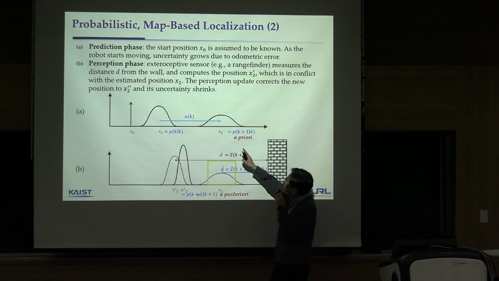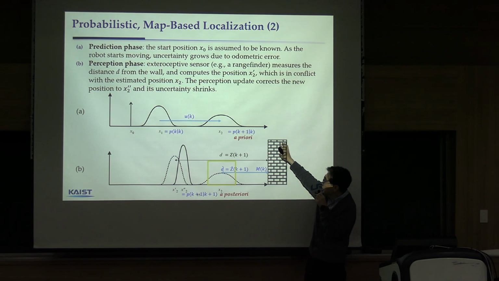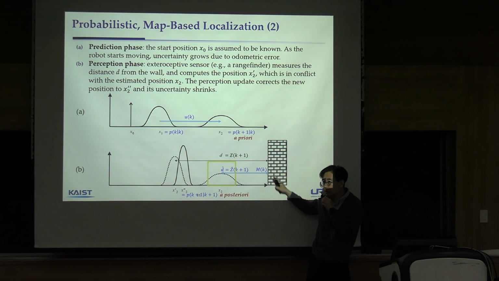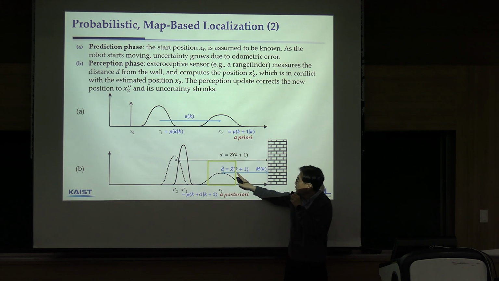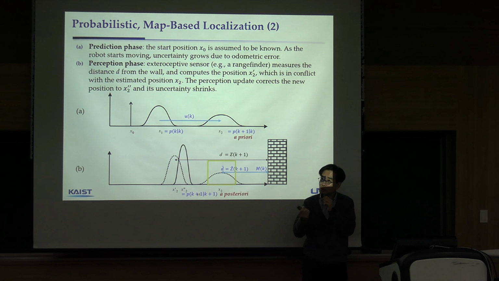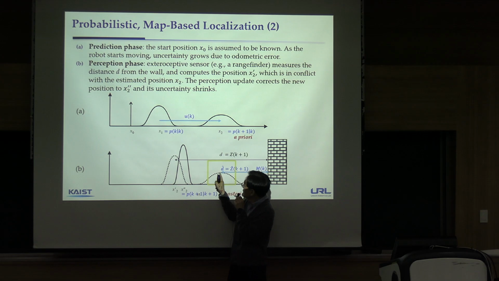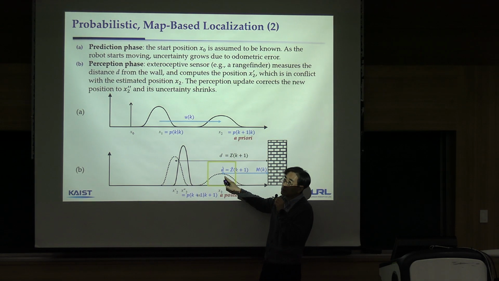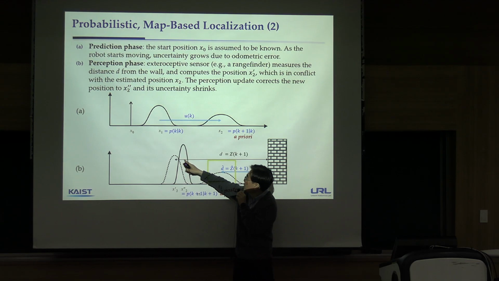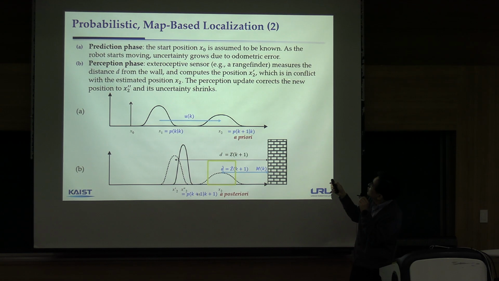So if you're assuming that the robot is in here at x2, and if there is a map like here, we know the obstacle is here, so if the robot is here, then the estimated measurement will be d hat. But actually we have obtained the d using the actual sensor. So there is some kind of discrepancy between them. It is expected to have d hat, but the sensor returns this different distance d. So we have some conflict.